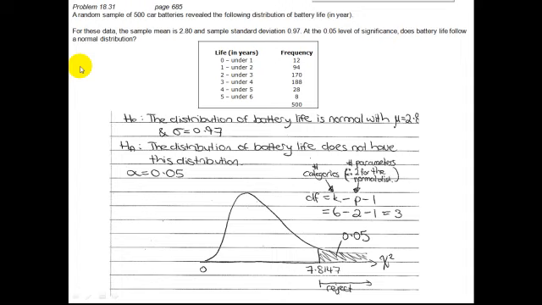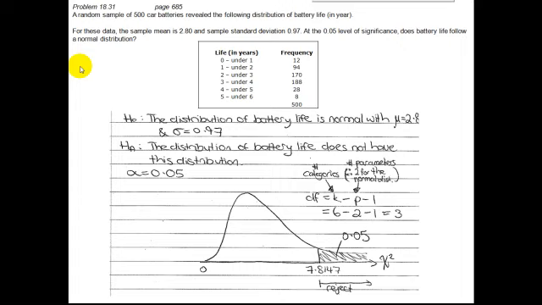Problem 18.31. A random sample of 500 car batteries revealed the following distribution of battery life. For these data, the sample mean is 2.8 and the sample standard deviation 0.97. At the 5% level of significance, does battery life follow a normal distribution?